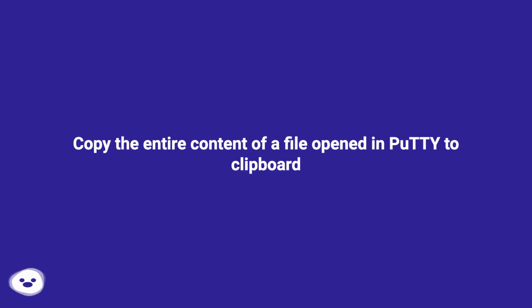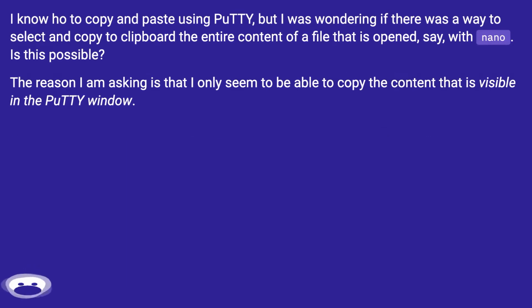Copy the entire content of a file opened in PuTTY to Clipboard. I know how to copy and paste using PuTTY, but I was wondering if there was a way to select and copy to Clipboard the entire content of a file that is opened, say, with Nano. Is this possible? The reason I am asking is that I only seem to be able to copy the content that is visible in the PuTTY window.